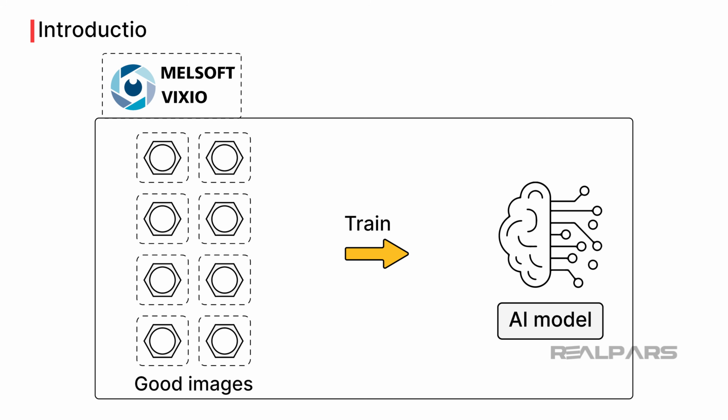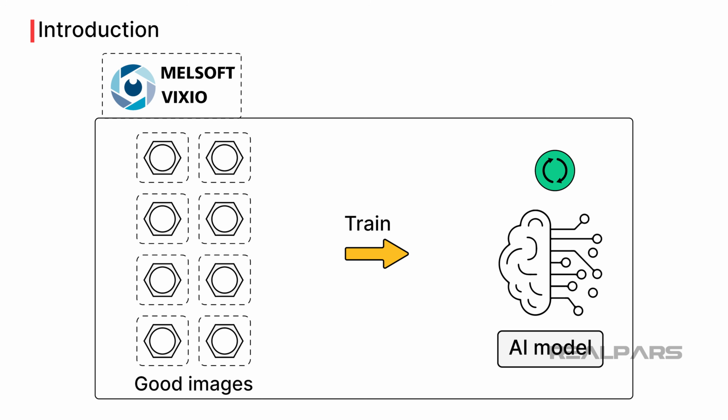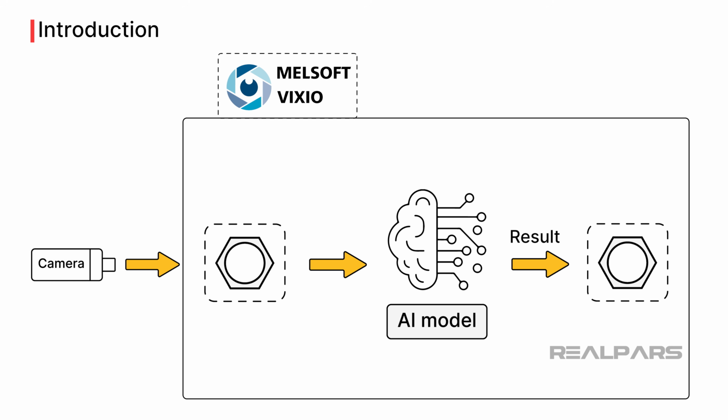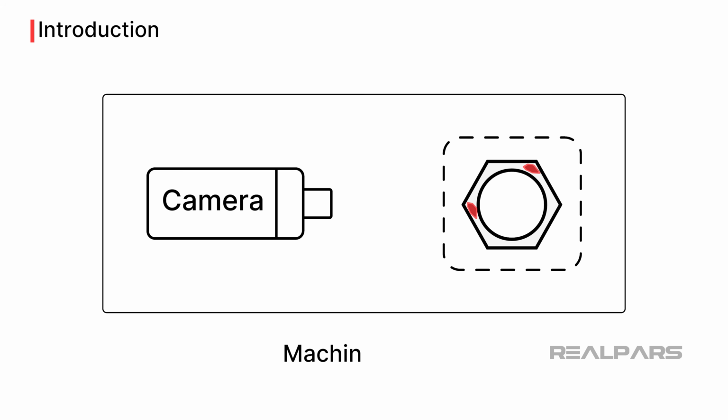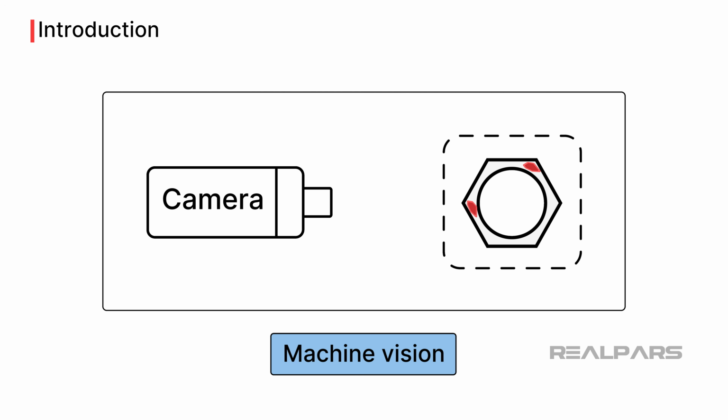In today's video, I will show you how artificial intelligence and machine learning are being used in industrial automation. Specifically, you will see how AI models are being used to improve the way machine vision systems are set up and deployed.